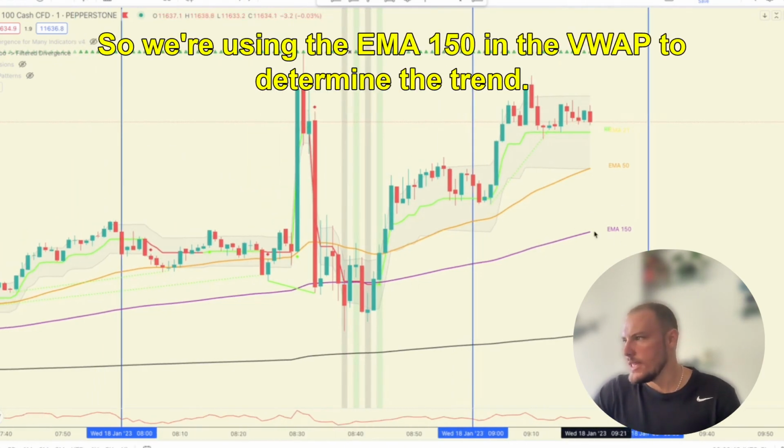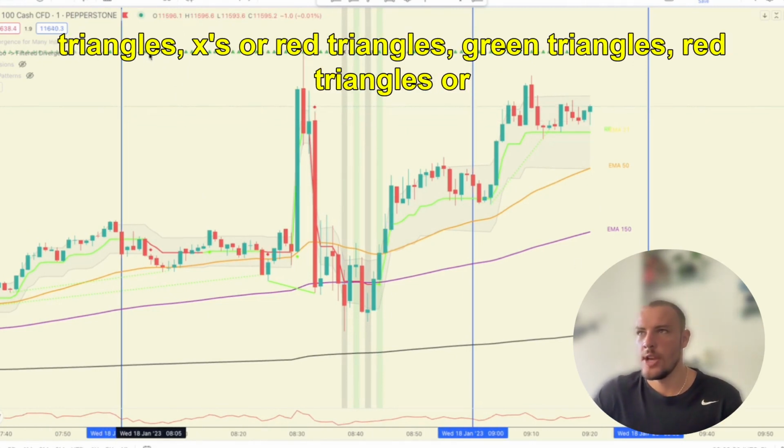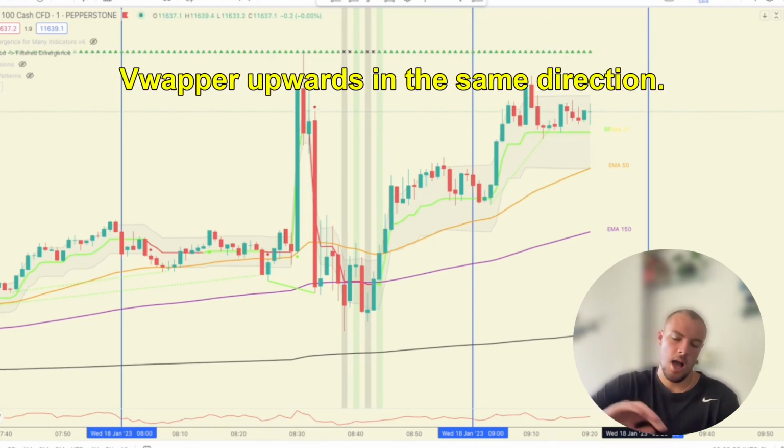So we're using the EMA 150 and the VWAP to determine the trend. If you look at the top of the screen, you're going to have these triangles: green triangles, red triangles, or X's. If the triangles are green, that means it's likely the EMA and the VWAP are going upwards in the same direction.